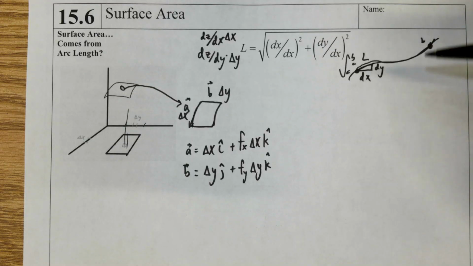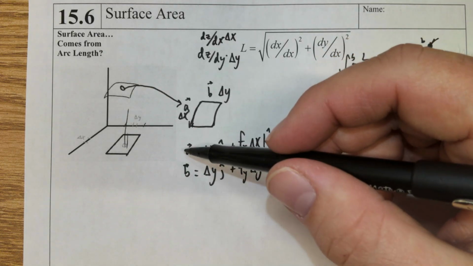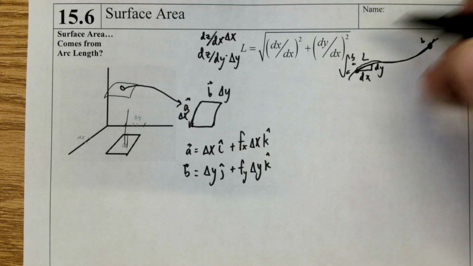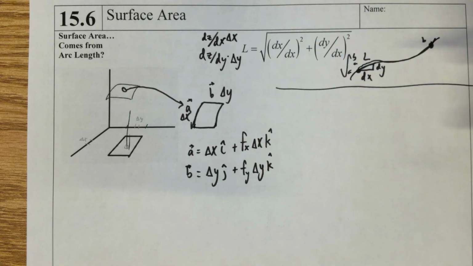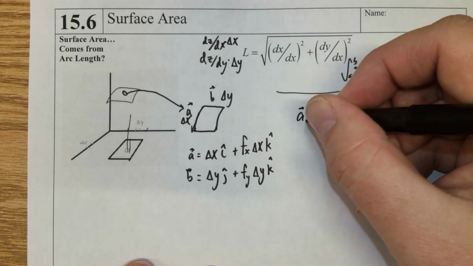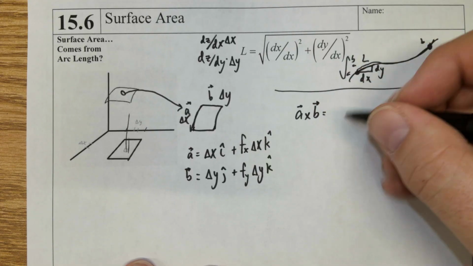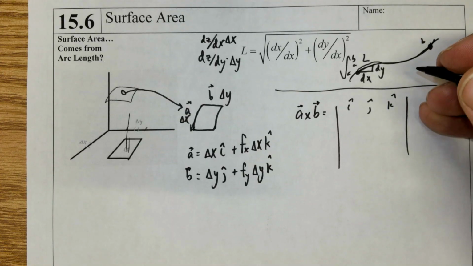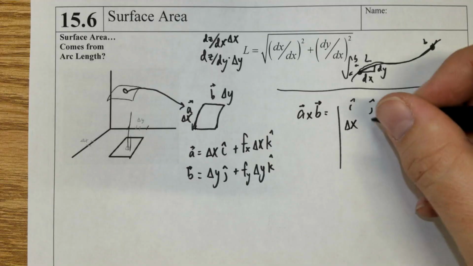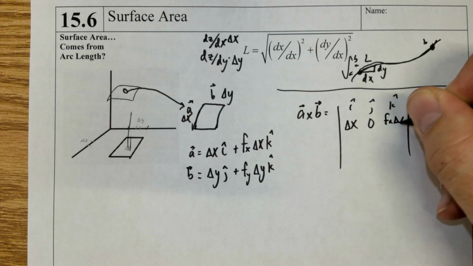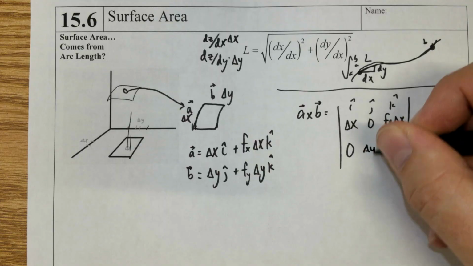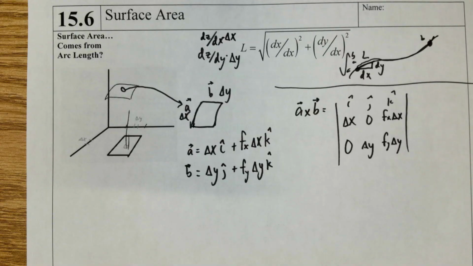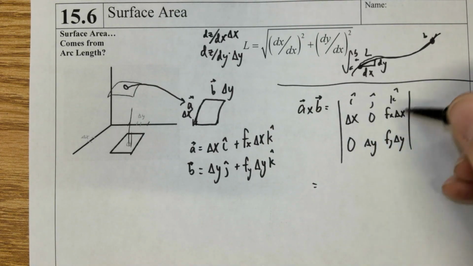Okay, I have these two. Well, if I want to know the area of this and two vectors span it, how do I find the area given two vectors? A cross product. And you're going, please, no, please, no. Absolutely, y'all. This is so good. You won't believe what happens. You seriously won't.